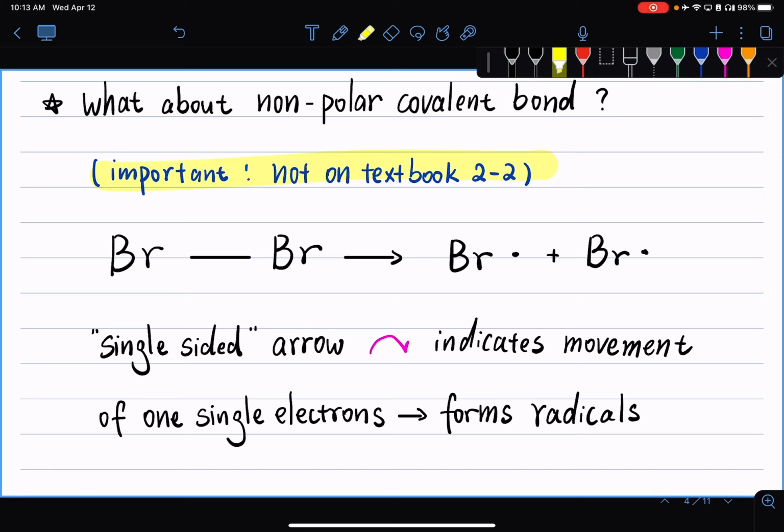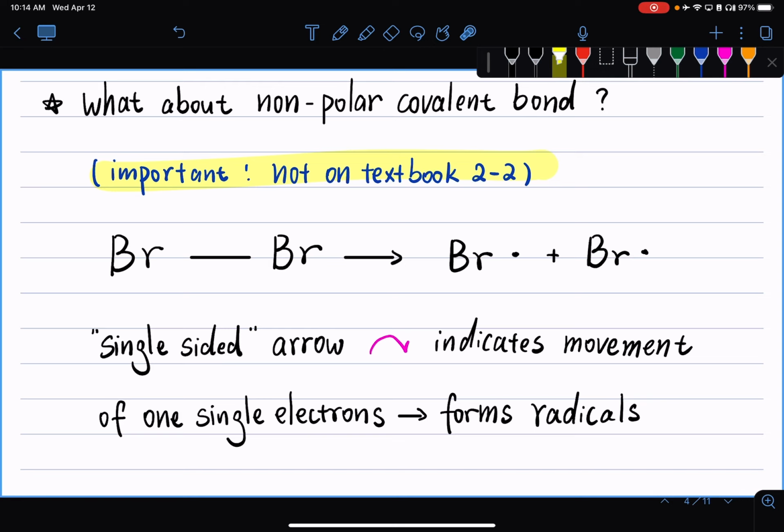So when we have polar covalent bonds, what we're forming is a pair of cation and anion, where the electron density ends up on your anionic species, or the more electronegative species. But what if we have a nonpolar covalent bond? The dissociation of a nonpolar covalent bond, which in this case we're using bromine, Br2, as an example, would form two radical species with an electron on each atom.